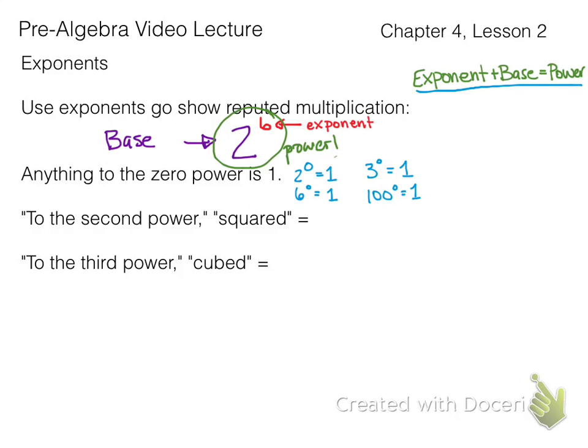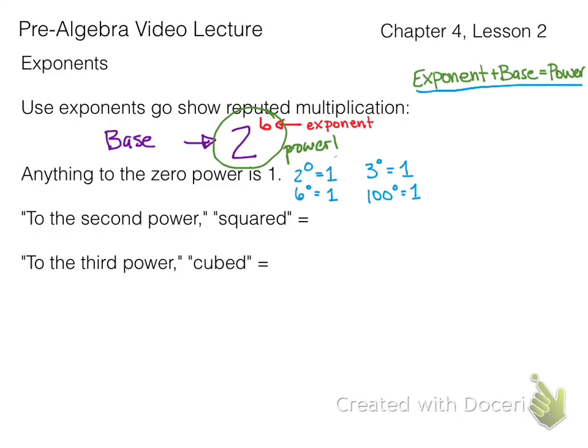Anything to the 0 power is 1. So 2 to the 0 power is 1. 10 to the 0 power is 1. 45 to the 0 power is 1. Okay, so this is just something you need to memorize. It goes along with the pattern of exponents, which I won't explain unless you want me to in class. Just know that anything to the 0 power is 1.